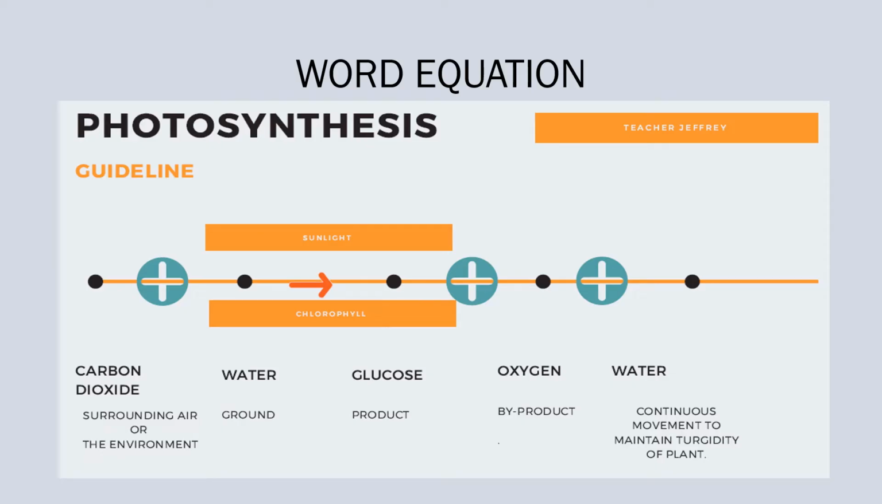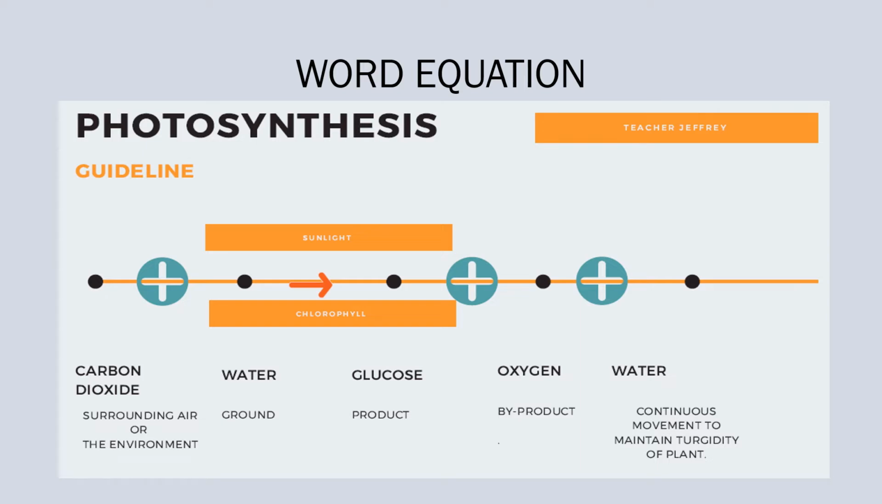How do we understand photosynthesis? This is the guide that we will use. We will use the word equation in understanding how plants make their own food. And we call this process photosynthesis. Through this illustration, we are able to see that there will be dots. The black dots are the substances being used, or the reactants, and those that are produced.